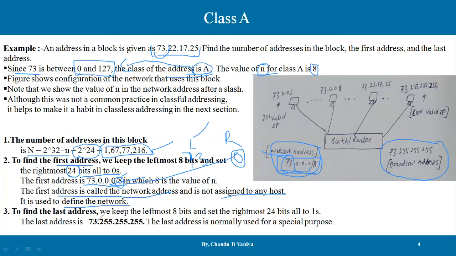And how to calculate the last address? In order to calculate the last address, guys, we have to keep the leftmost bits as they are, that is the initial 73, and the rightmost bits will be 1. All the 24 rightmost bits will be 1. So here it is 255.255.255, and this will be the last address. In between these two addresses we get the valid IP addresses. The first cannot be assigned to anyone, while the last can be assigned for some purpose. So this is what is concerned for class A.